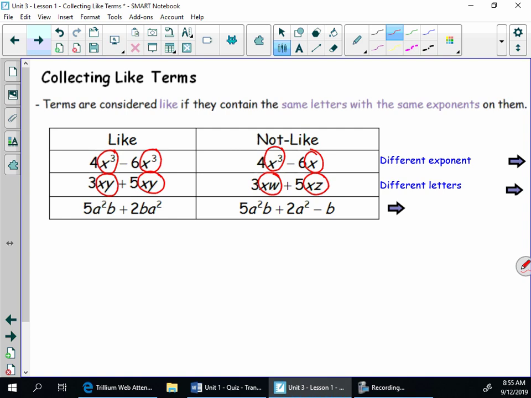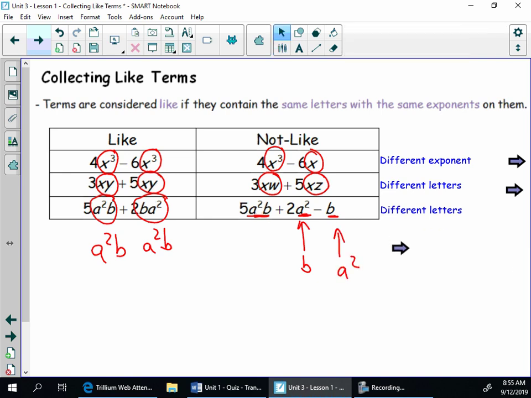In the third one, I've got a squared with a b and b with an a squared. Those are actually the same. Order doesn't matter. You can change the order of things if you want to, as long as they're stuck together. But over here, we got a problem. Instead of a squared with a b, this only has a squared. This only has b. What's this one missing? It doesn't have a b, and this one doesn't have an a squared. So this one's got all kinds of problems. Right? Letters and exponents are different from each other. That's how we can tell them apart.